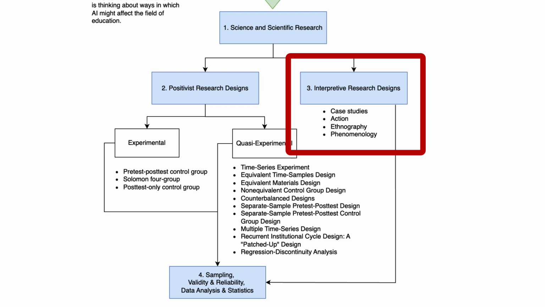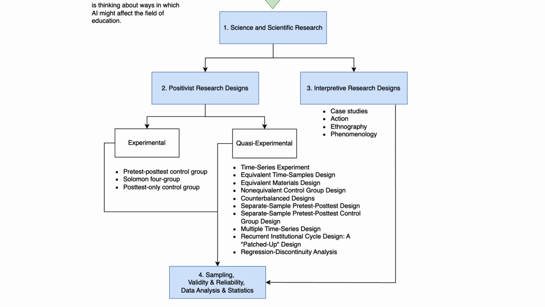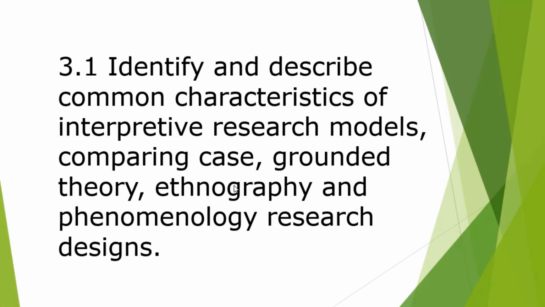typically applied to nature, and that social science investigations require a different theory of knowledge because all observations require human interpretation in order to make sense, and the concepts and language that researchers use in their investigations shape their perceptions of the social world they are investigating, studying, and defining. So, for this objective, you need to be able to identify and describe common characteristics of interpretive research models, comparing case studies, grounded theory, ethnography, and phenomenology research designs.